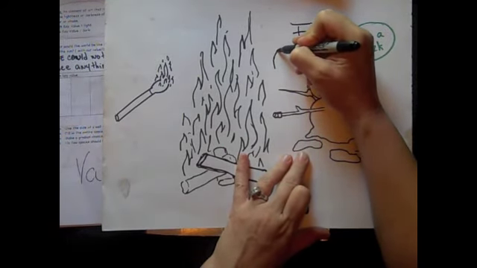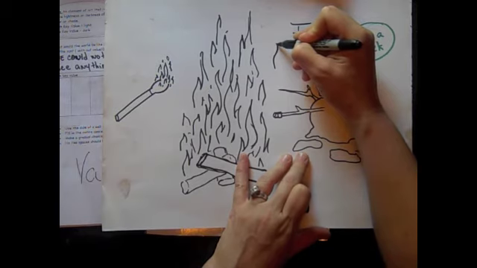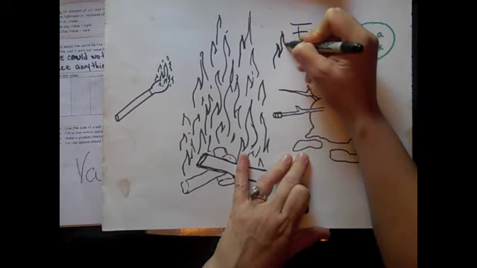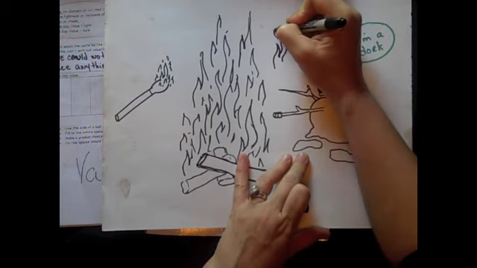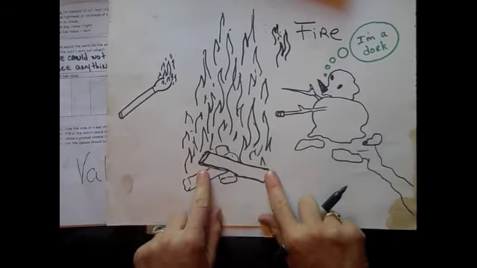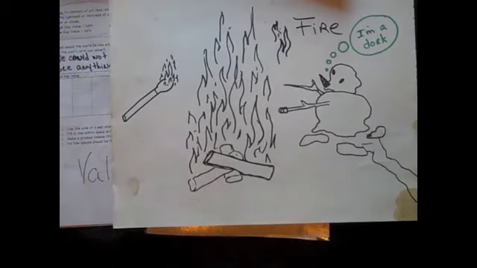Get a curvy line and then make it short or make it sharp there. Make it come back down parallel to that line and then bring it up again. And do a series of those. Make sure that you include either logs or a match.